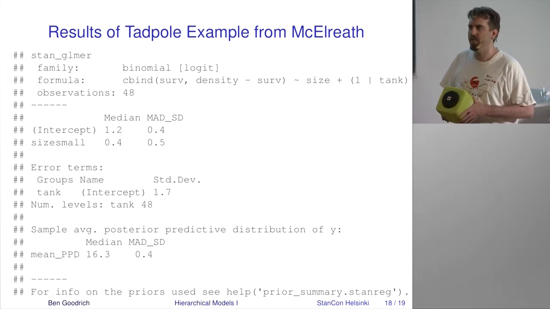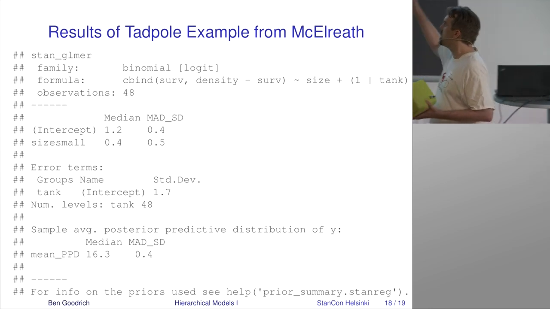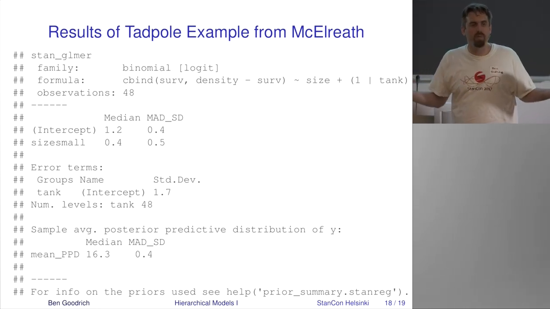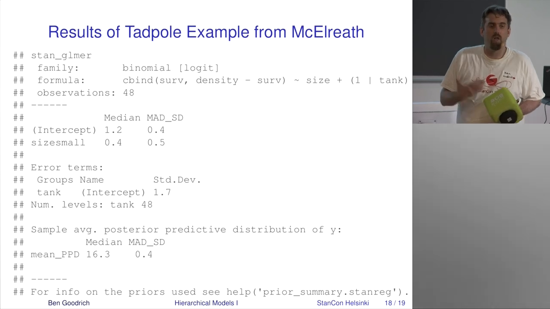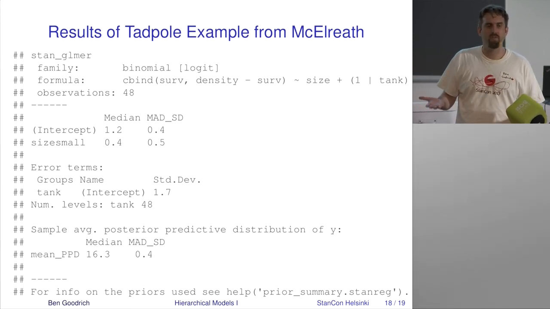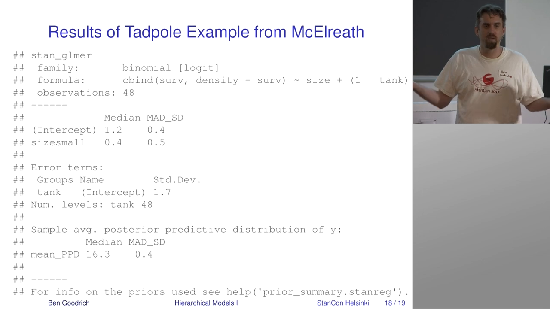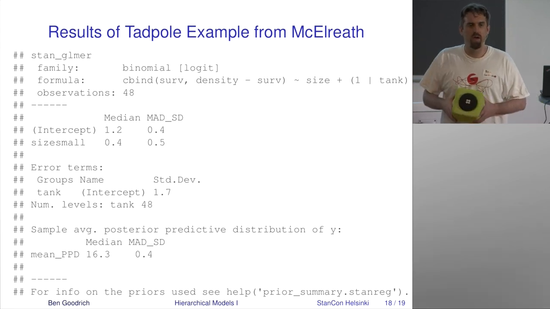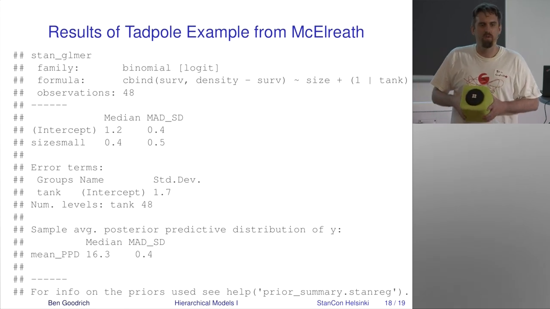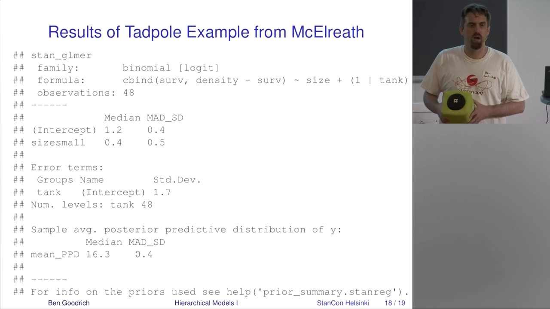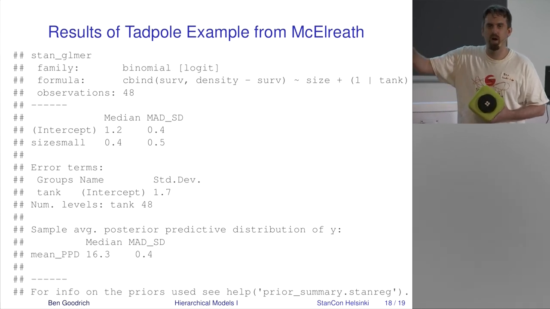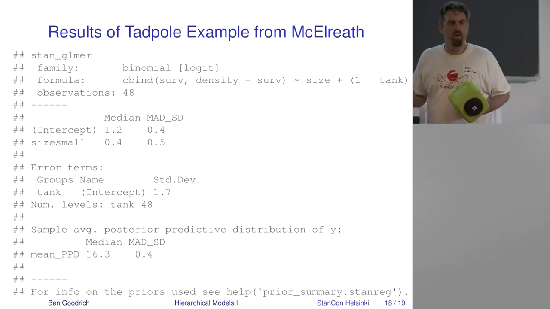But if it's away from zero at least a little bit, it's telling me it was a good thing I estimated a hierarchical model that allowed the intercept to vary from one tank to the next, because probably the water temperature or the algae or something like that for some tanks had an adverse effect on the tadpoles in that one, and I needed my model to capture that variation.